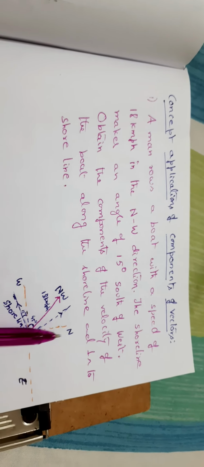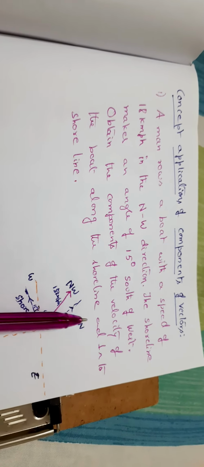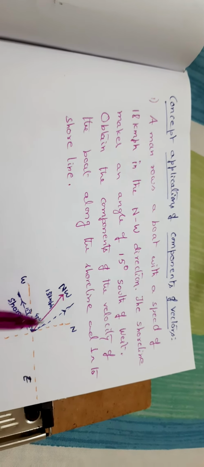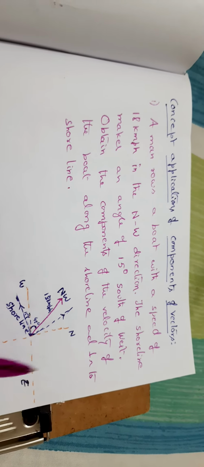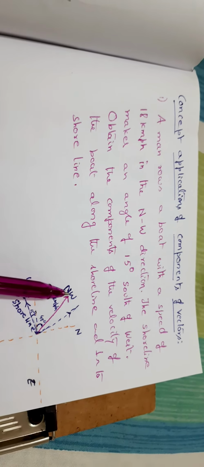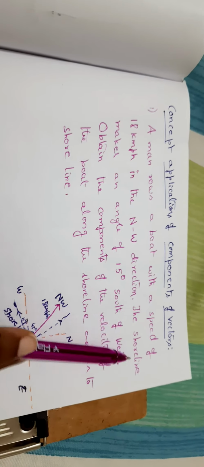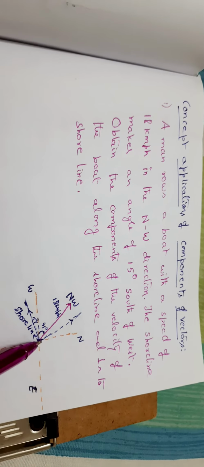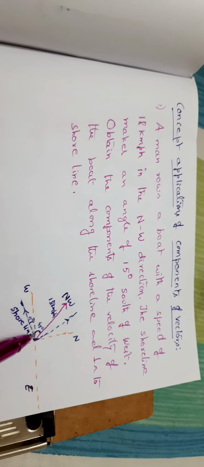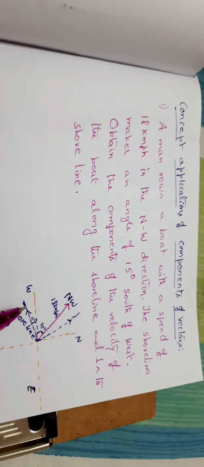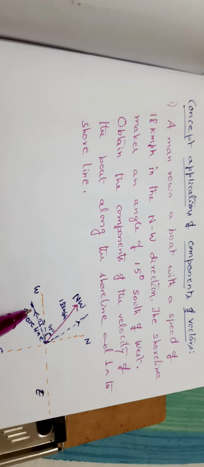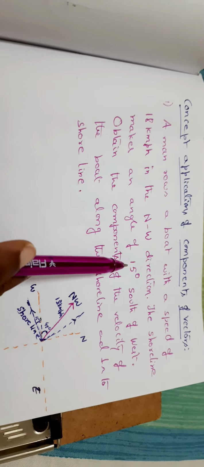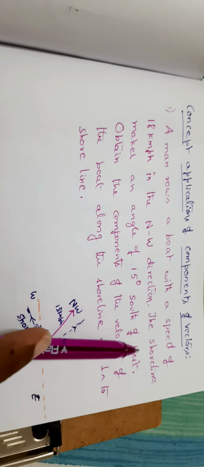So let's draw the directions now. This is east, west, north, south. Now a man rows a boat in northwest direction. That means with respect to the geographical directions we are talking about this. The shoreline makes an angle of 15 degrees south of west. Where is the shore of the water body? So this is the shore of the water body. Why am I drawing it here? Because in the problem it is given as an angle of 15 degrees south of west.